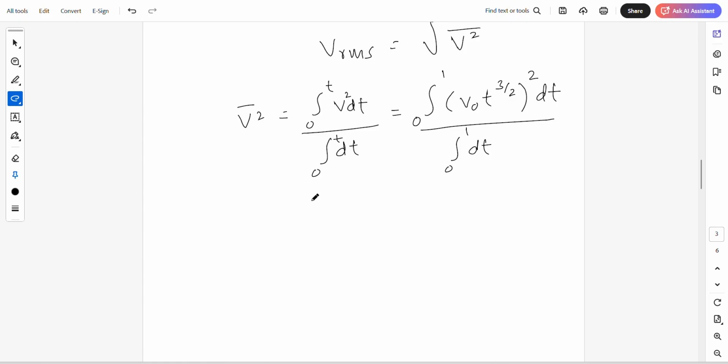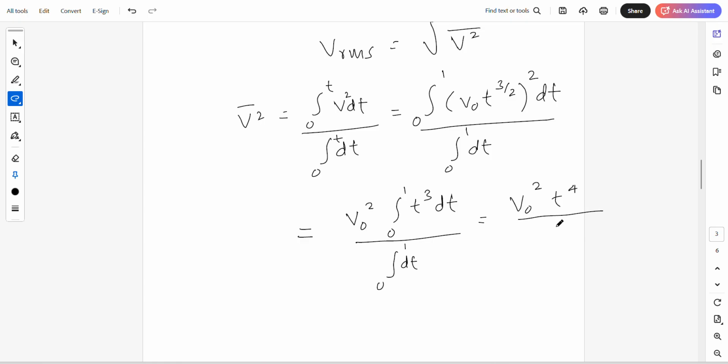Now let us find out. Take the constant outside. I can write v naught square as a constant, times the integral from 0 to 1 of, where 2 and 2 get cancelled, t cube dt, divided by the integral of dt from 0 to 1. Now that is equal to v naught square. What is the integration of t cube? That is t to the power of 4 divided by 4, with limits of integration 0 to 1.